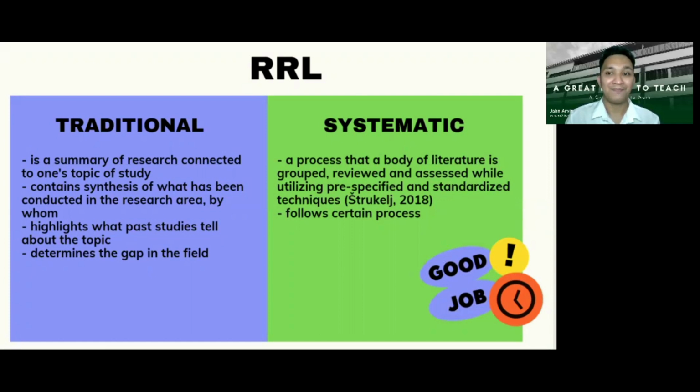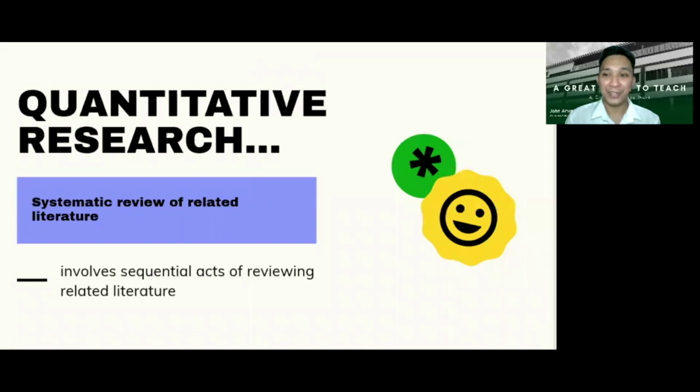As we all know, quantitative research is a systematic, objective way of gathering data. And we also want to do that in our RRL, in which we are going to use the systematic review of related literature, which again follows a certain process and involves sequential acts of reviewing related literature.